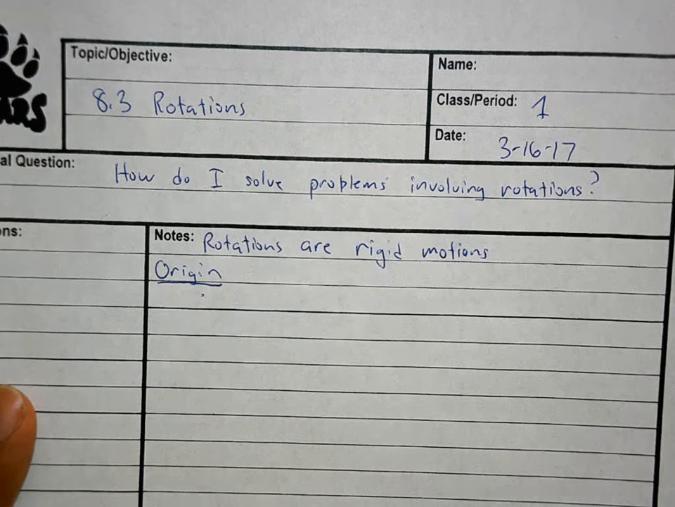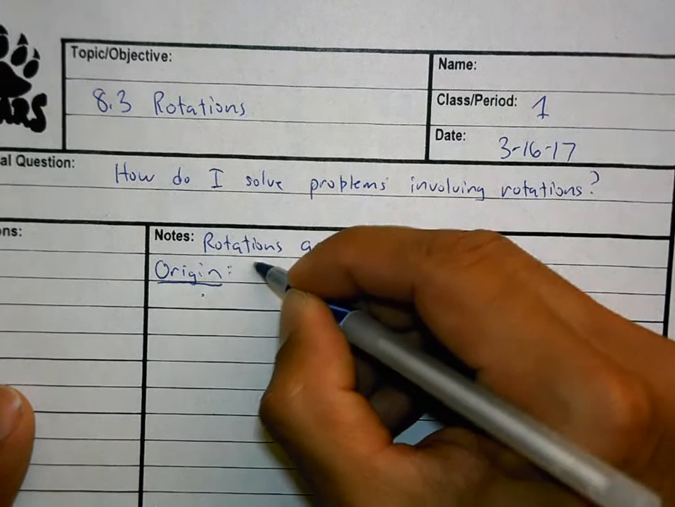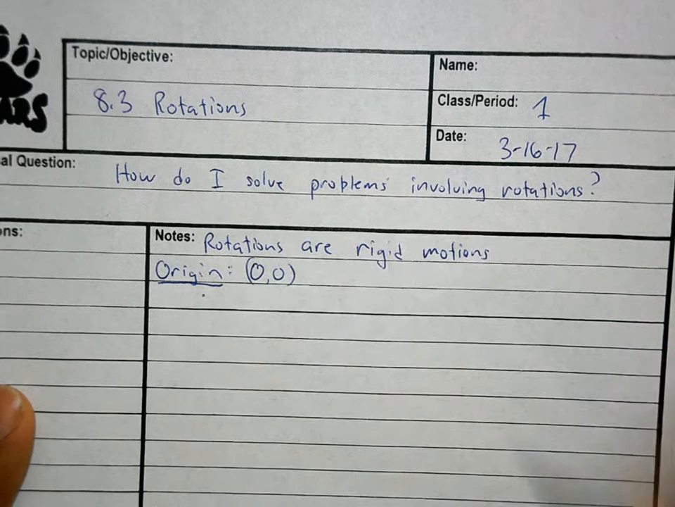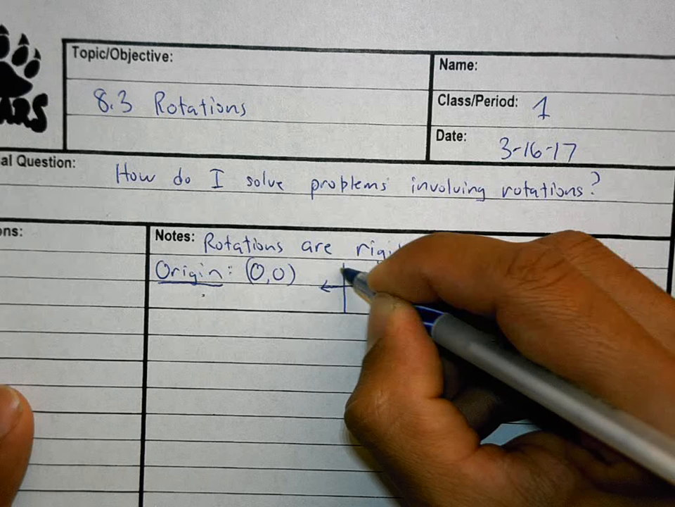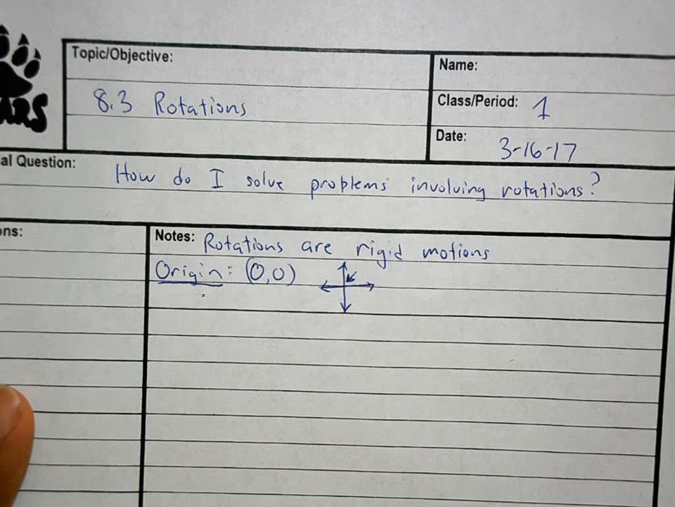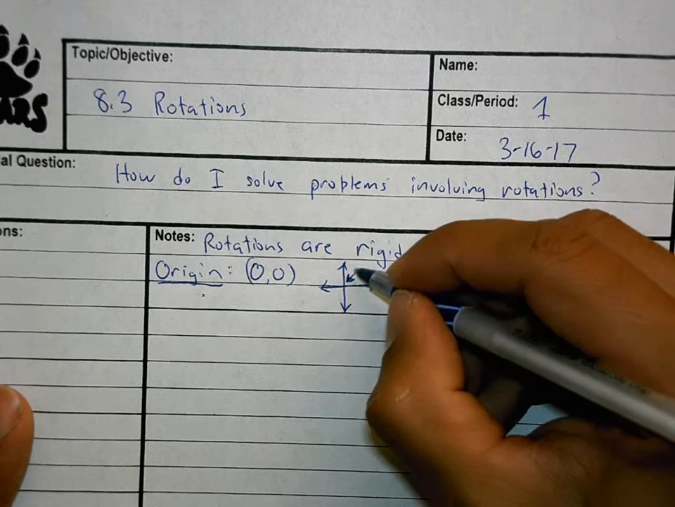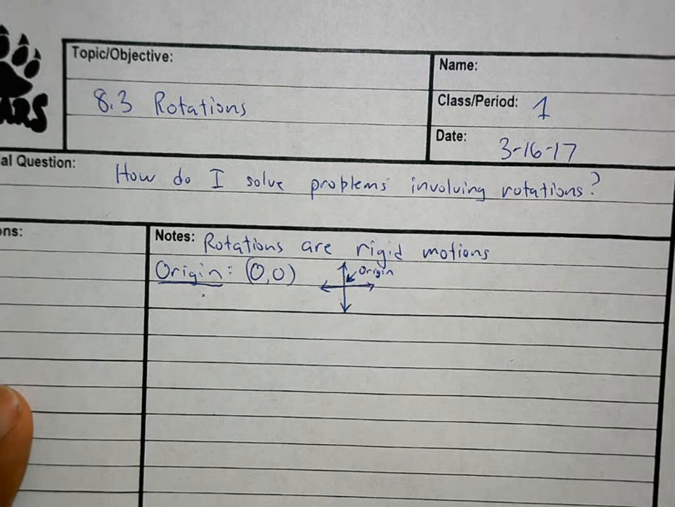I use this all the time. We've talked about it before, but just in case you've forgotten, I always like to write down what words mean. The origin is the point 0, 0. Here's a little picture for you. If you need to know what the origin looks like, I'm talking about this point right there. That's the origin, 0, 0. It's where the x and the y axis cross each other.